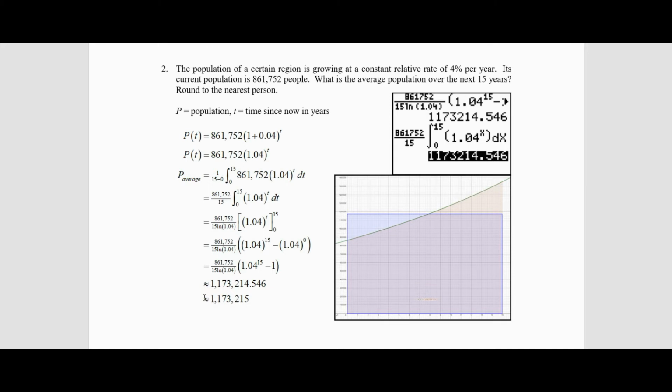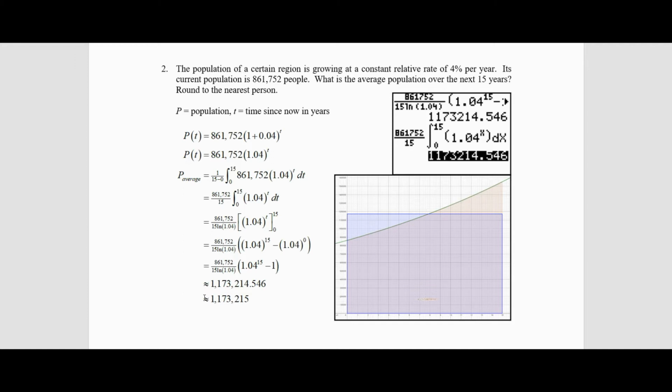Another thing we can do is find an average value of a function. Now this one we have to build a function. They told us the population of a certain region is growing at a constant relative rate of 4% per year, and its current population is 861,752 people. What's the average population over the next 15 years? Round to the nearest person. P is the population, t is the time since now in years.